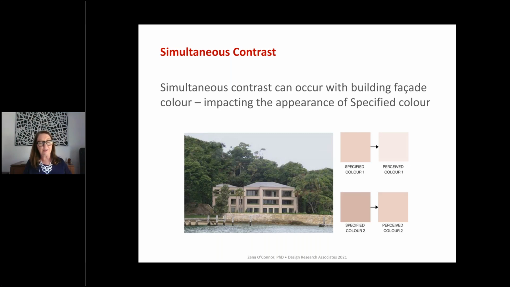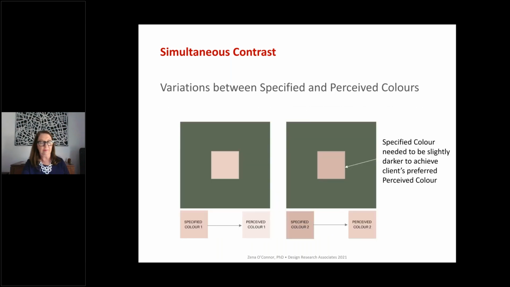To overcome this, specifying a slightly darker, slightly more intense terracotta colour can mitigate this problem with perceived colour that can arise due to simultaneous contrast in an environmental context like this one.